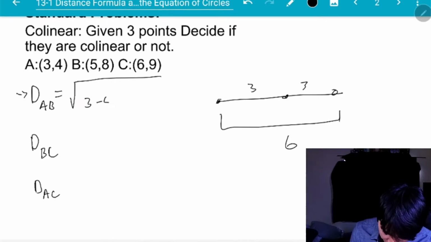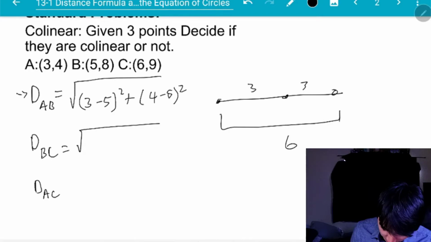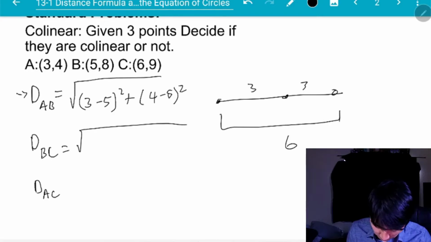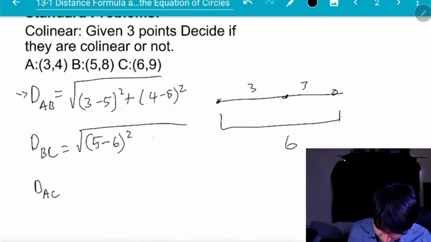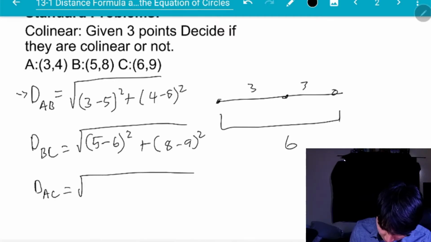(3 minus 5) squared plus (4 minus 8) squared. The square root of (5 minus 6) squared plus (8 minus 9) squared, which is equal to the square root of (3 minus 6) squared plus (4 minus 9) squared.